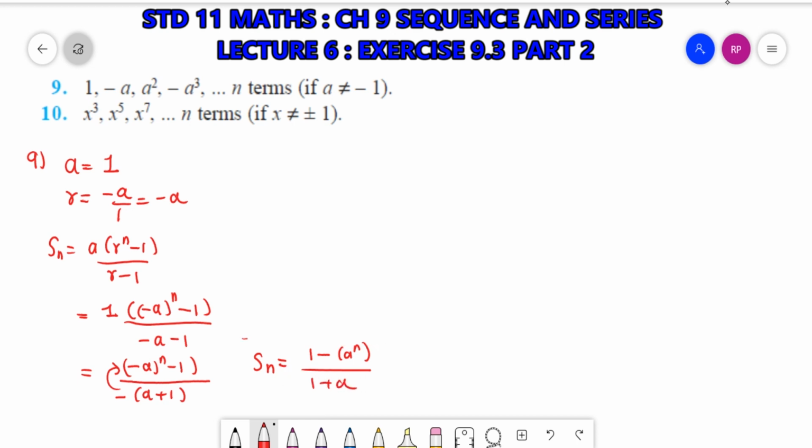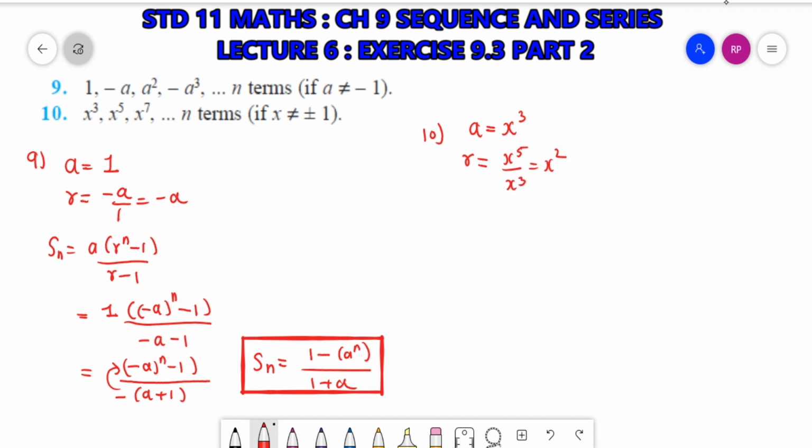Okay, so this was about question number 9. Clear? Now for question number 10. The first term a is equal to x cube. The ratio r is equal to x raised to 5 upon x cube, so that is equal to x square. Okay, now we are having a and r. So the summation of n terms will be a r raised to n minus 1 upon r minus 1.